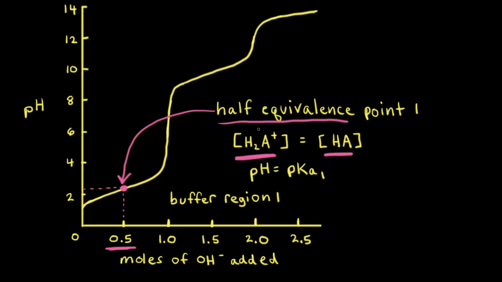And because at this point we have significant amounts of both the weak acid and its conjugate base, we've formed a buffer. So notice how the pH changes very slowly in this region around half equivalence point 1. So this is called buffer region 1, right in here.